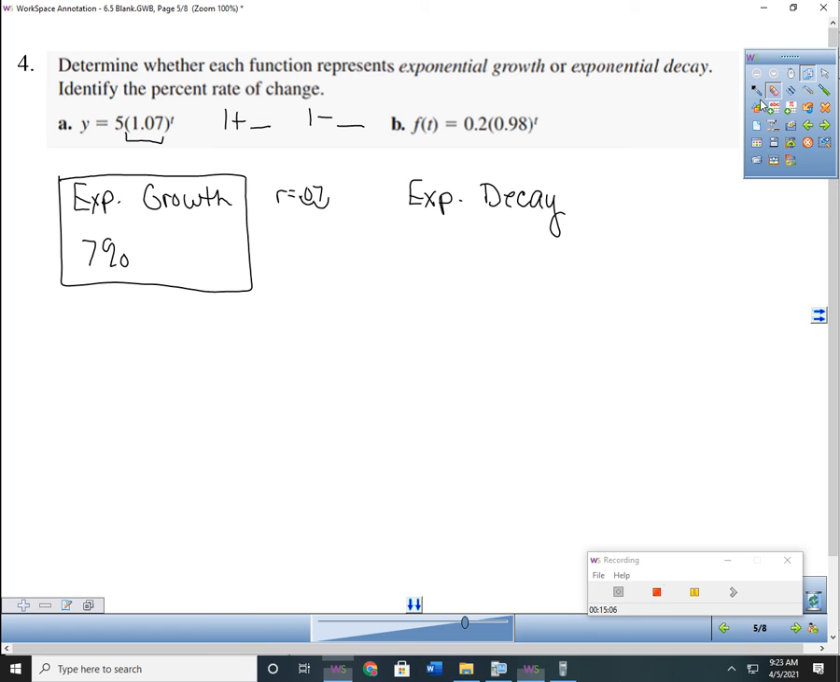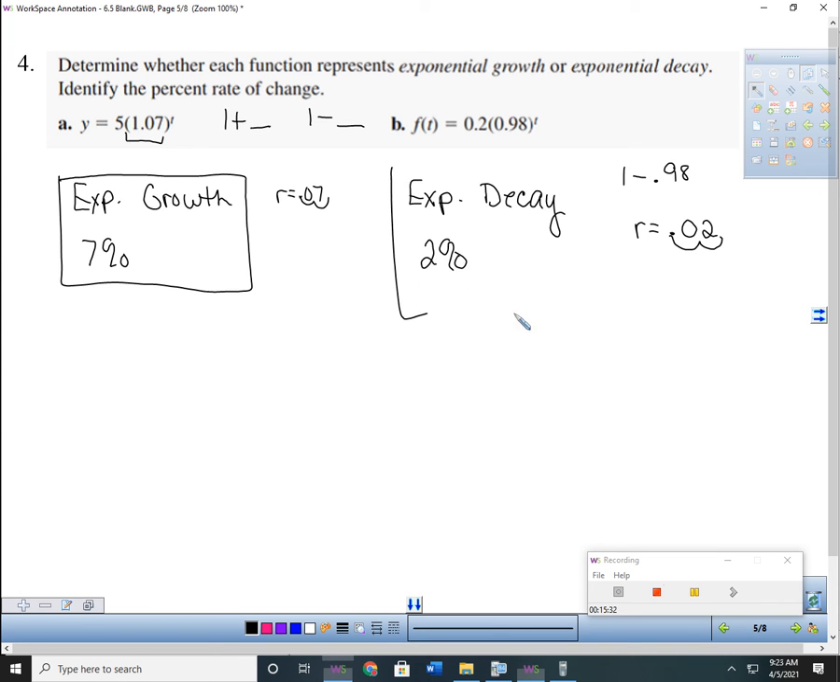Actually, I don't want to write the r as that. That might be confusing. To find r, you have to take 1 minus the 0.98. Think about it like money. What's a dollar minus 98 cents? That's 2 cents, yes? So my rate is 0.02. Move that decimal 2 places to the right. So I have a decay of 2%.